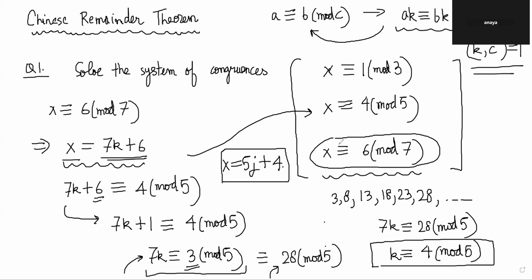One second, let me just think. See, k was 4 mod 5. Okay, I'm making a mistake because k was 4 mod 5. So k is 5j plus 4, right?